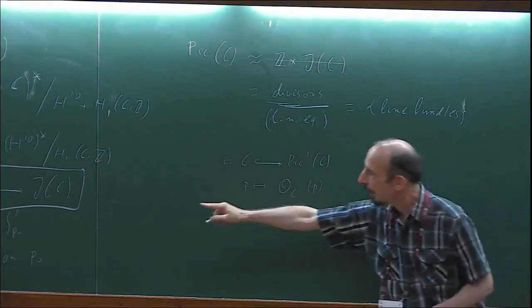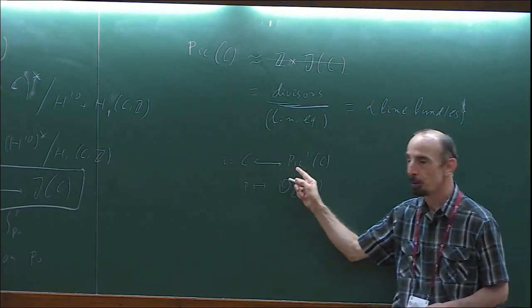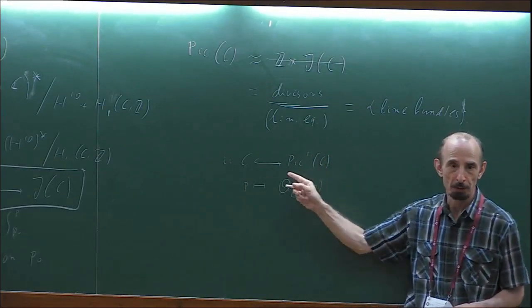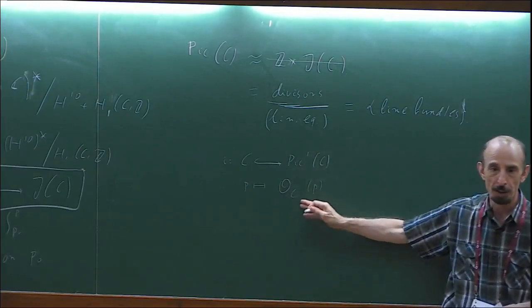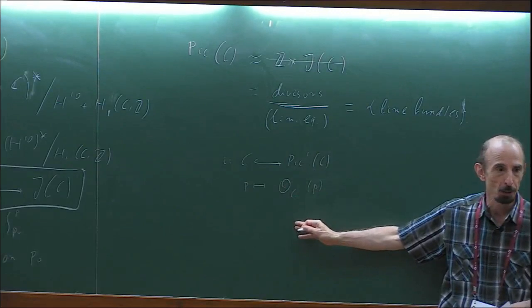And then if you want to go to the Jacobian, that means you want to identify Pic 1 with Pic 0. That requires a choice of a base point. So this definition is better because it is intrinsic. It does not depend on any choices.